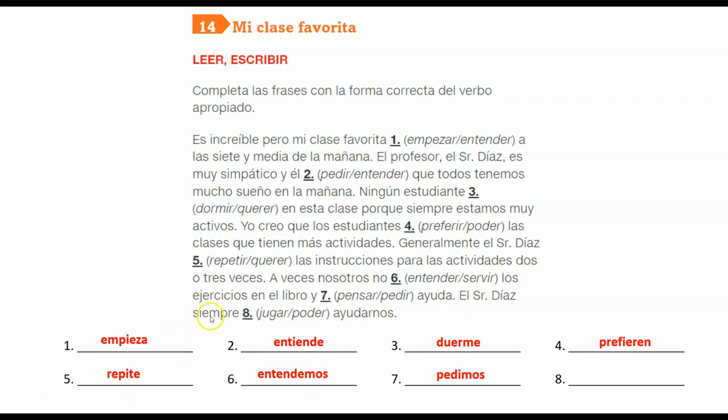El señor Díaz siempre blank ayudarnos. So Mr. Díaz blank helps us. Is it plays to help us or is able to help us? He is able to help us. So that would be puede ayudarnos.